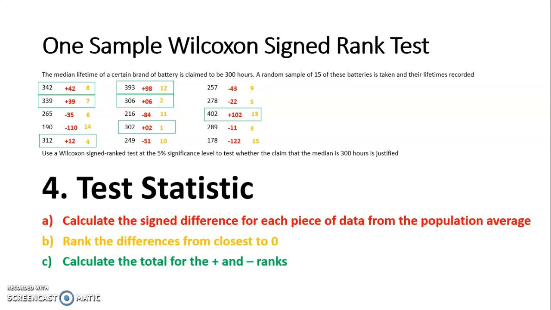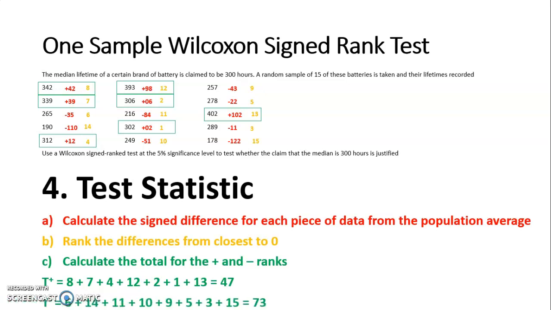So I'm going to add 8, 7, 4, 12, 2, 1 and 13, and that gives me a T plus value, so a total of the positive ranks to be 47. I'm then going to add up my negative ranks, so 6, 14, 11, 10, 9, 5, 3 and 15. And that gives me a T minus, so a total of the negative ranks of 73.